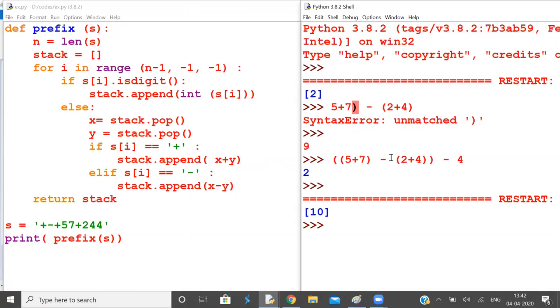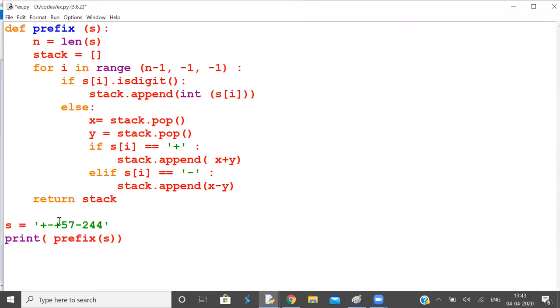Sorry. 14. 5 plus 7. This is 12. Okay. And then minus 2 plus 4. So 12 minus 6. 6 plus 4. This is 10. Okay. Fine. If this is minus, and then 12, 4 minus 2 minus 2, minus 14, 14 plus 4, 18.